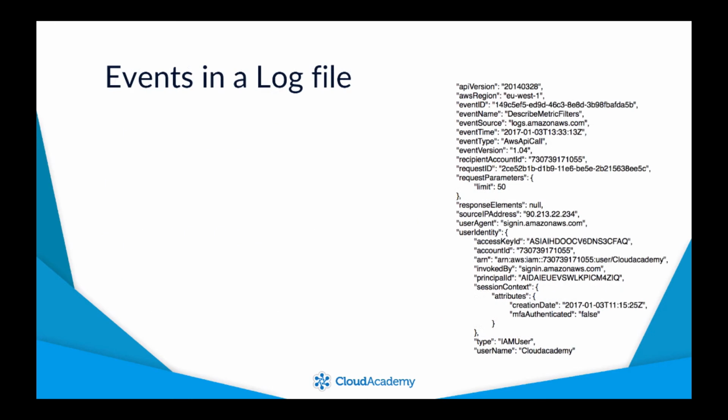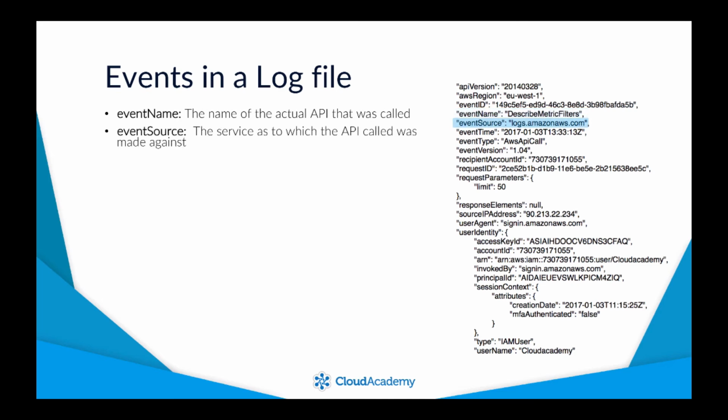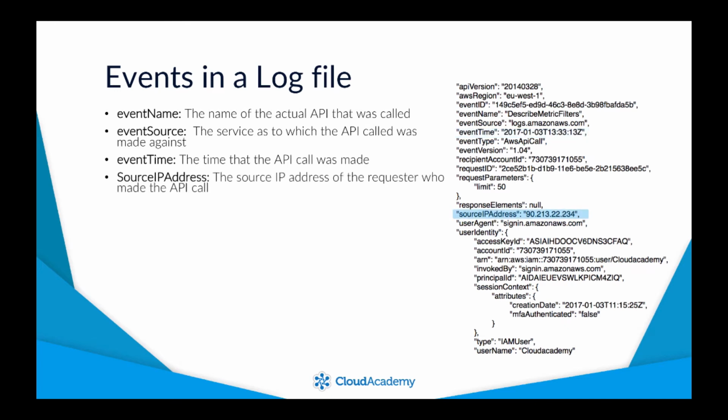When an event reflecting an API call is written to a log, a number of attributes are also written to the same event, capturing key data about that call, as you can see from this example. Without going through every attribute here, I just want to point out some of the more interesting ones. These being event name, which refers to the name of the actual API that was called. Event source, which refers to the service against which the API call was made. Event time, which is the time that the API call was made. Source IP address, which displays the source IP address of the requester who made the API call. This is a great piece of information when trying to isolate an attacker from a security perspective.